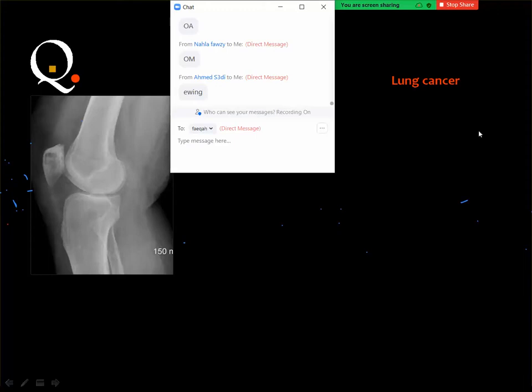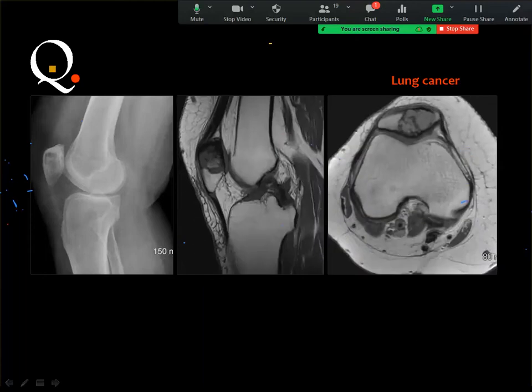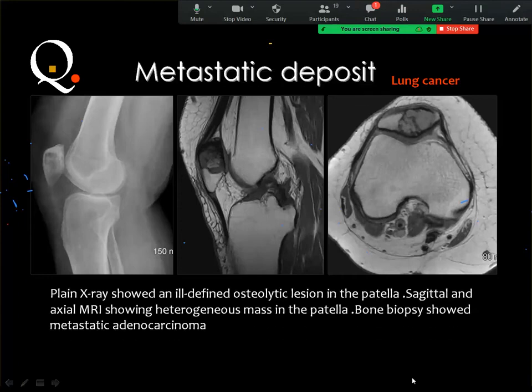Is it a normal X-ray, or is there an abnormality? And if there is an abnormality, where? Metastasis to the patella. Riaz said this is metastasis in the patella, and this is right. If you look carefully, you see some osteolytic lesion in the patella, and this is the MRI of the same case where you got an infiltrative lesion in the proximal part of the patella, which in the presence of lung cancer is diagnostic of metastatic deposit.